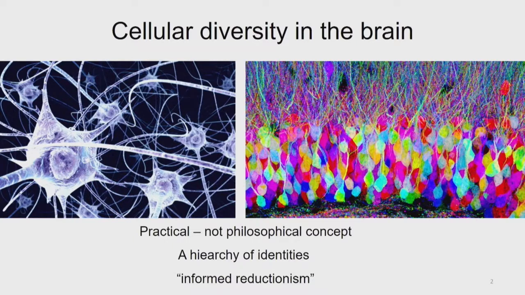So we think a lot about neuronal subtypes, and I want to point out that this is a practical concept. It does not hold as a philosophical concept, because where do you draw the limit? That makes you crazy, and it can't really be done. But we see it as a practical concept. We see it as a hierarchy of identities.